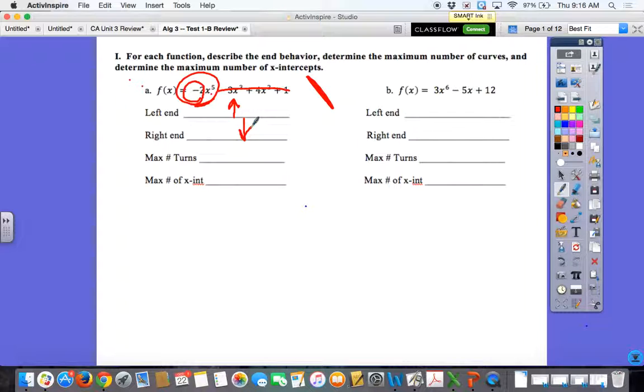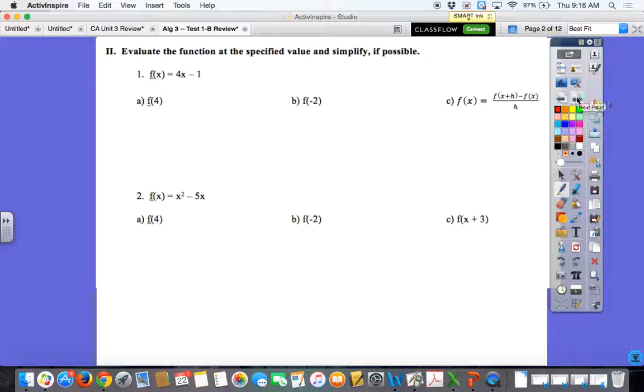Okay, maximum number of turns is always your degree minus 1, so we have a 4 here. Maximum intercepts, that is your degree. Same thing over here. If you've got the first term, if it's an even power, both ends are doing the same thing. So it's either both going up or both going down. Question is which. Look up front. It's positive, so that means he's smiling. Positive people smile, so this one's up and this one's up. Max turns is 6 minus 1 is 5. Intercepts, 6.